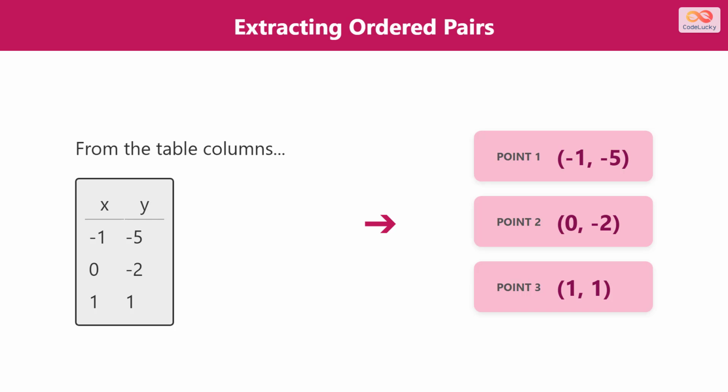Now that we have our table, we can extract the information we need for graphing. Each row in our table becomes an ordered pair, written as (x, y), for example, (-1, -5) and (0, -2).